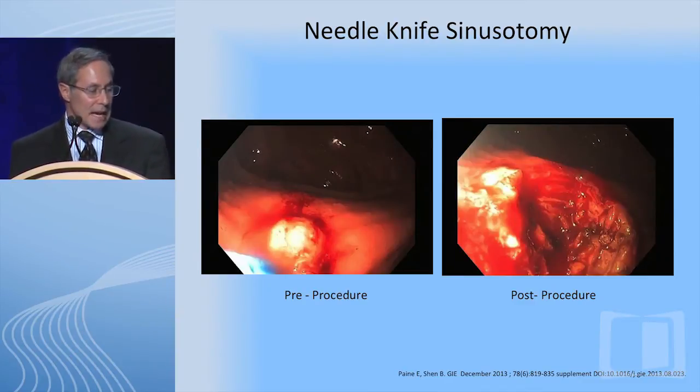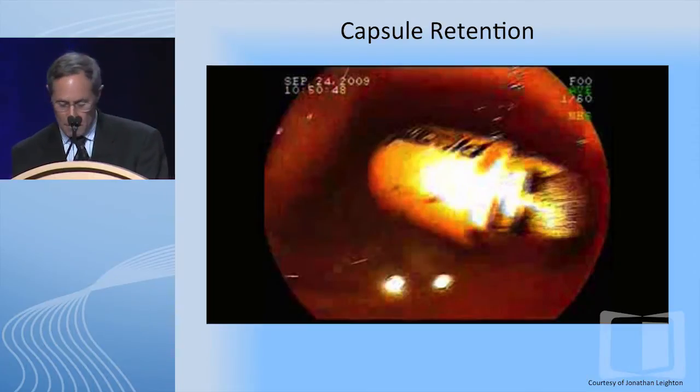Dr. Shen is very talented, and this slide also depicts the use of the needle knife for, in this case, sinusotomy, where he opened up a narrowed stenosis on the left with the needle knife, and the result is seen on the right. And so one can perform sinusotomy or strictureotomy very effectively if one has these skills.